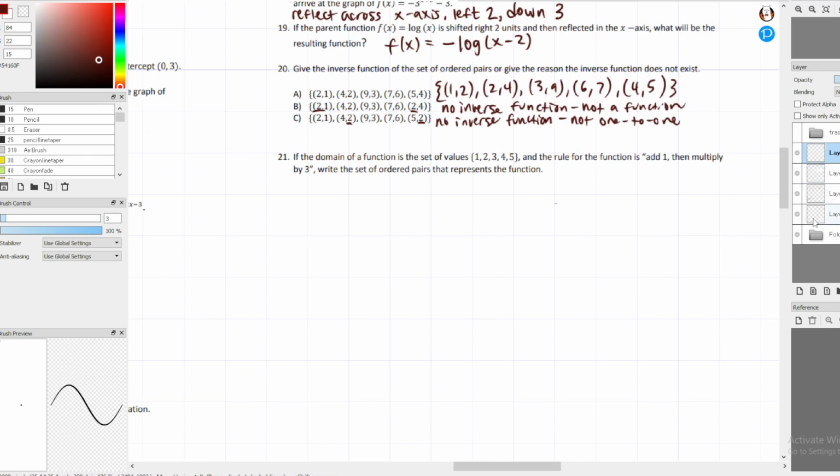21 is telling us if the domain of a function is a set of values 1, 2, 3, 4, and 5, and the rule is add 1, then multiply by 3, write the set of ordered pairs that represents the values. In this case, we're taking 1, 2, 3, 4, and 5. First, we'll start with 1. We'll add 1, so 1 plus 1 is 2, and then we'll multiply by 3. So 2 times 3 is 6. 2 plus 1 is 3 times 3 is 9. 3 plus 1 is 4 times 3 is 12.